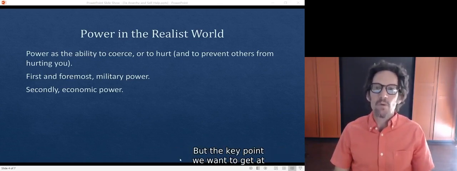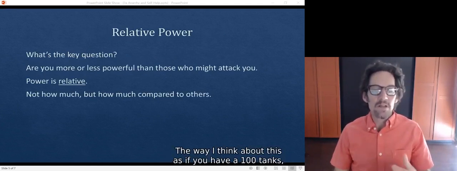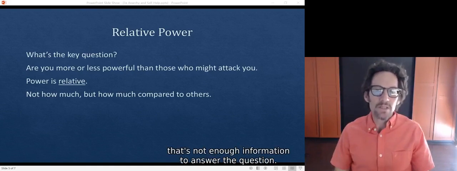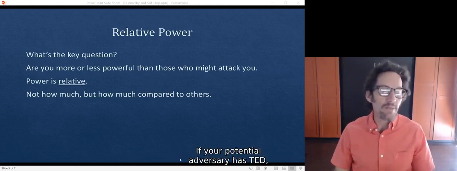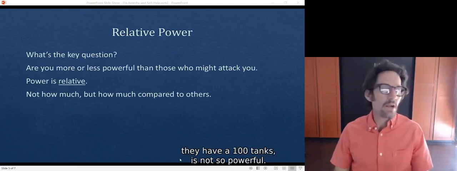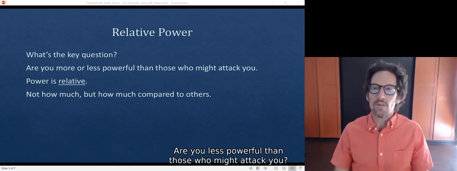But the key point we want to get at then is, for the realists, power is always relative, right? And the way I think about this is, if you have 100 tanks, is that a lot or a little? And for realists, that's not enough information to answer the question. Having 100 tanks is a lot of tanks if your potential adversary has 10. But if your potential adversary has 1,000, then 100 tanks is not so powerful. So power is always relative, right? Are you more or less powerful than those who might attack you?